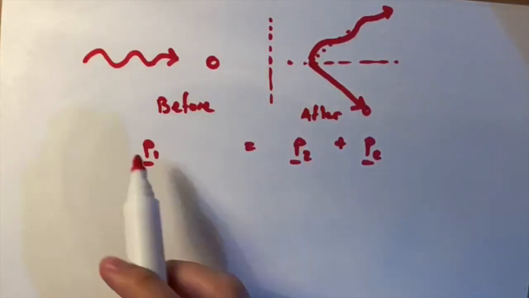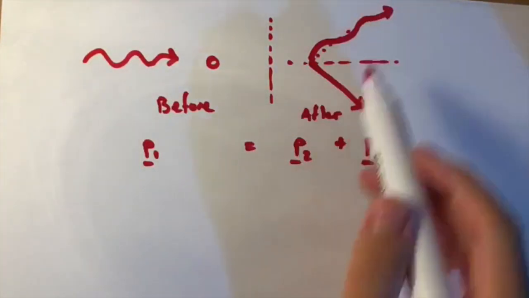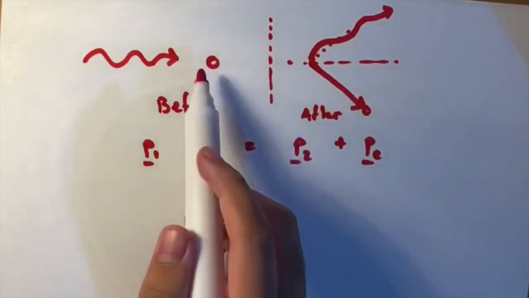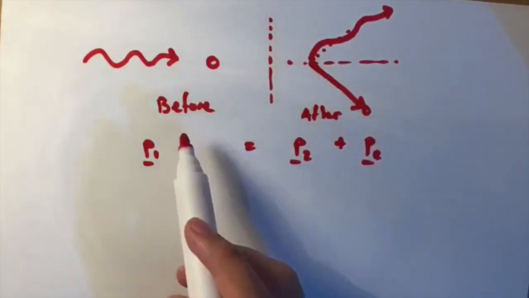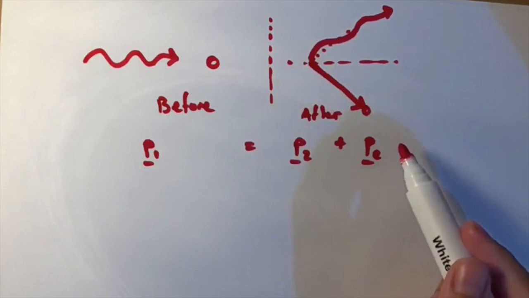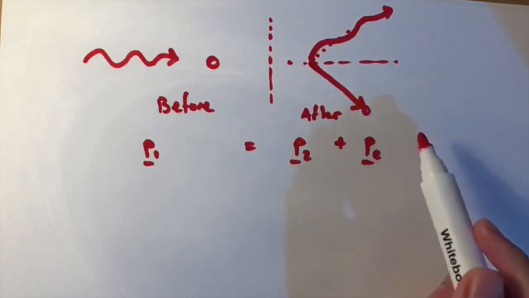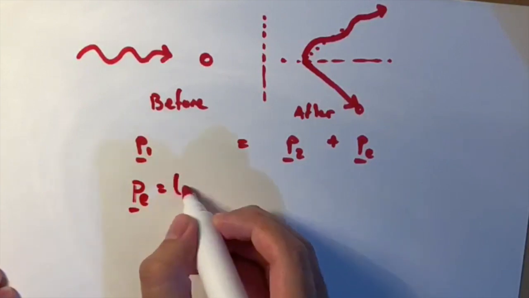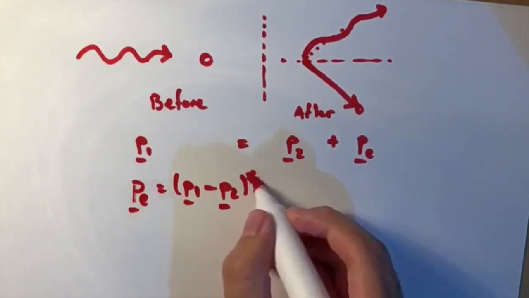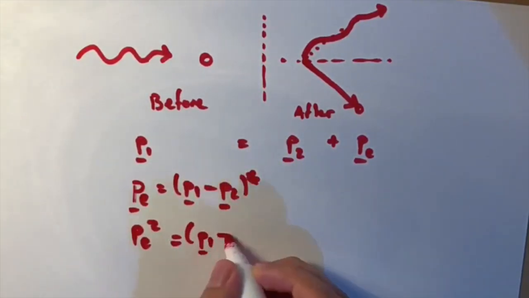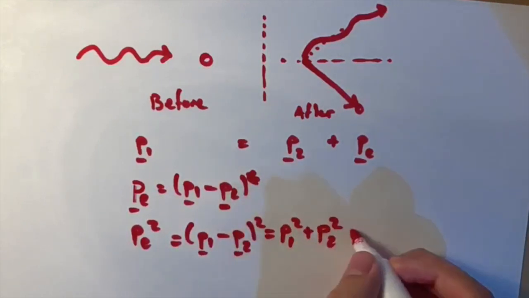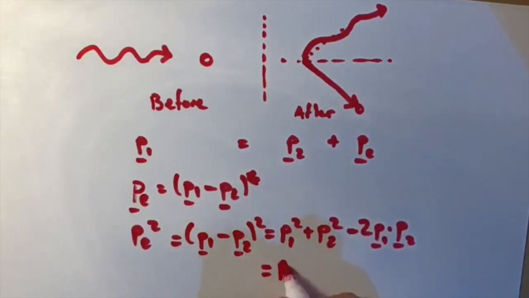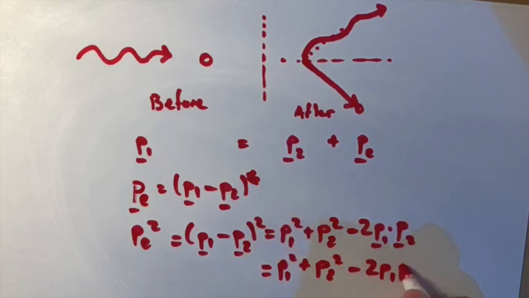So with conservation of momentum, we have it that the momentum before equals the momentum after. So the photon's momentum before equals the momentum of the photon after, plus the momentum of the electron after. The electron has no momentum before since it's not moving. So therefore we have P1 equals P2 plus PE. And then we rearrange to get PE and then square both sides to get PE squared.